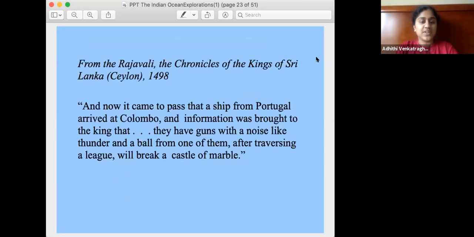So the Chronicles of the King of Sri Lanka, he also says this. Now it came to pass that a ship from Portugal led to Colombo, and information was brought to the king that they have guns with a noise like thunder, and a ball from one of them, after traversing a league, will break a castle of marble.